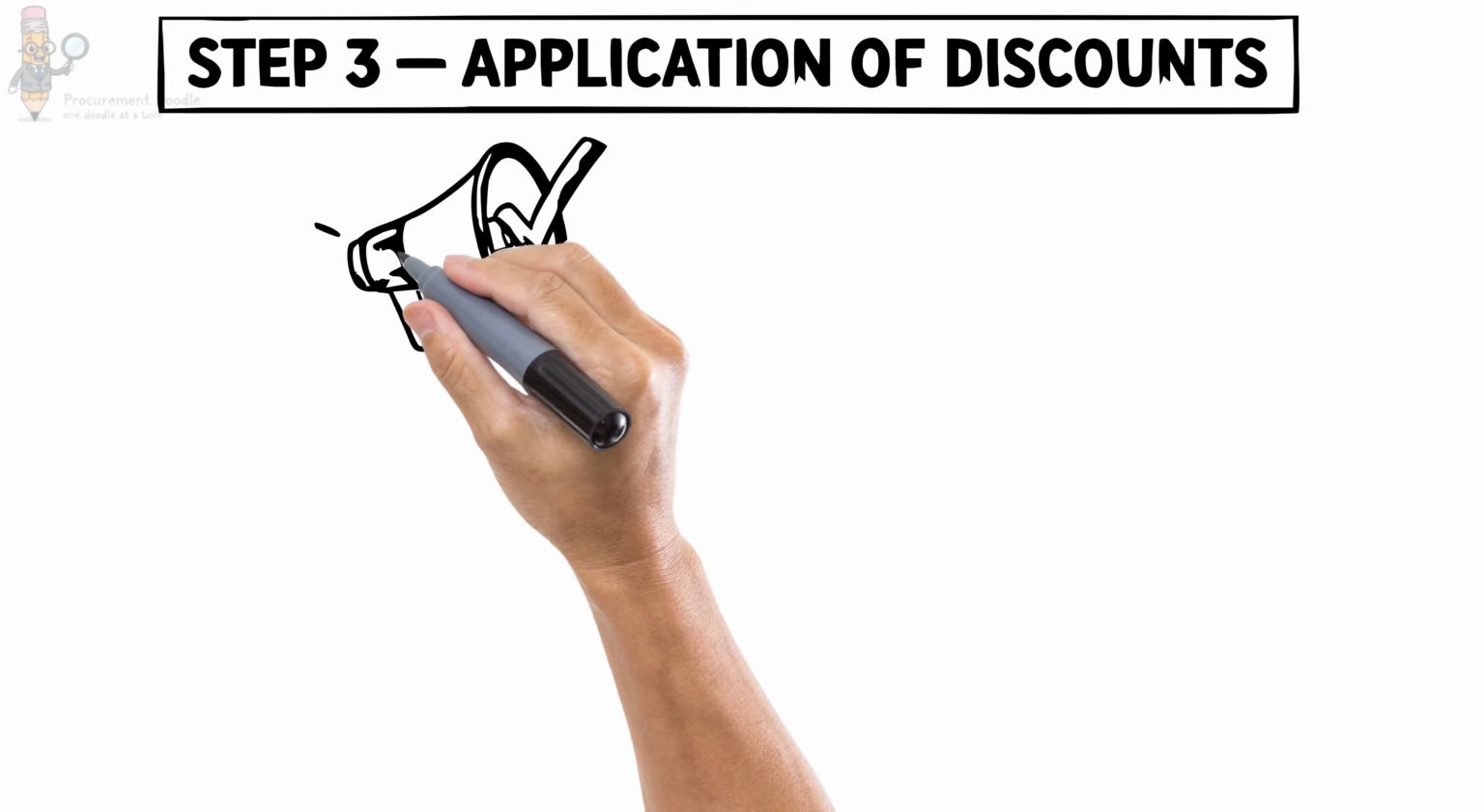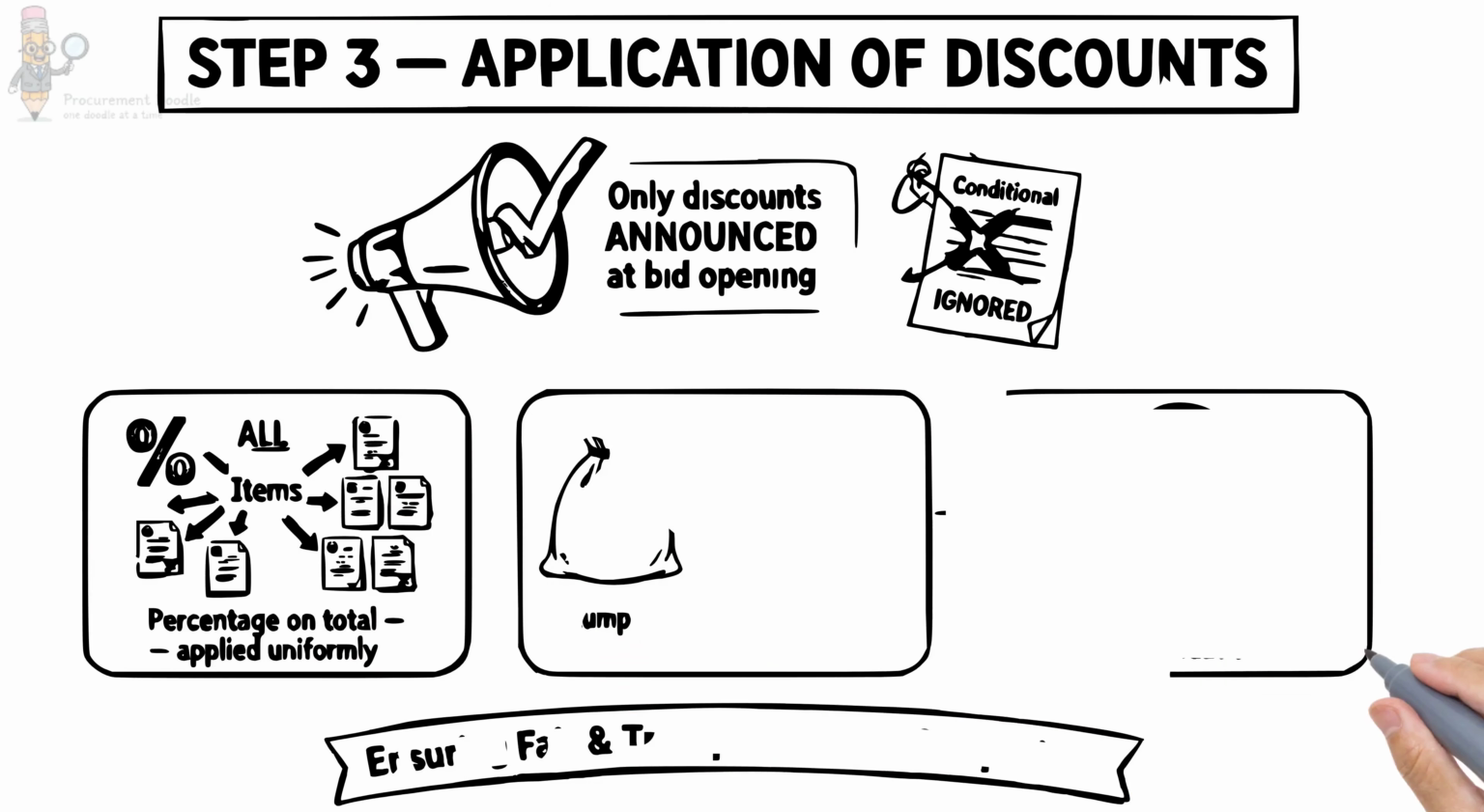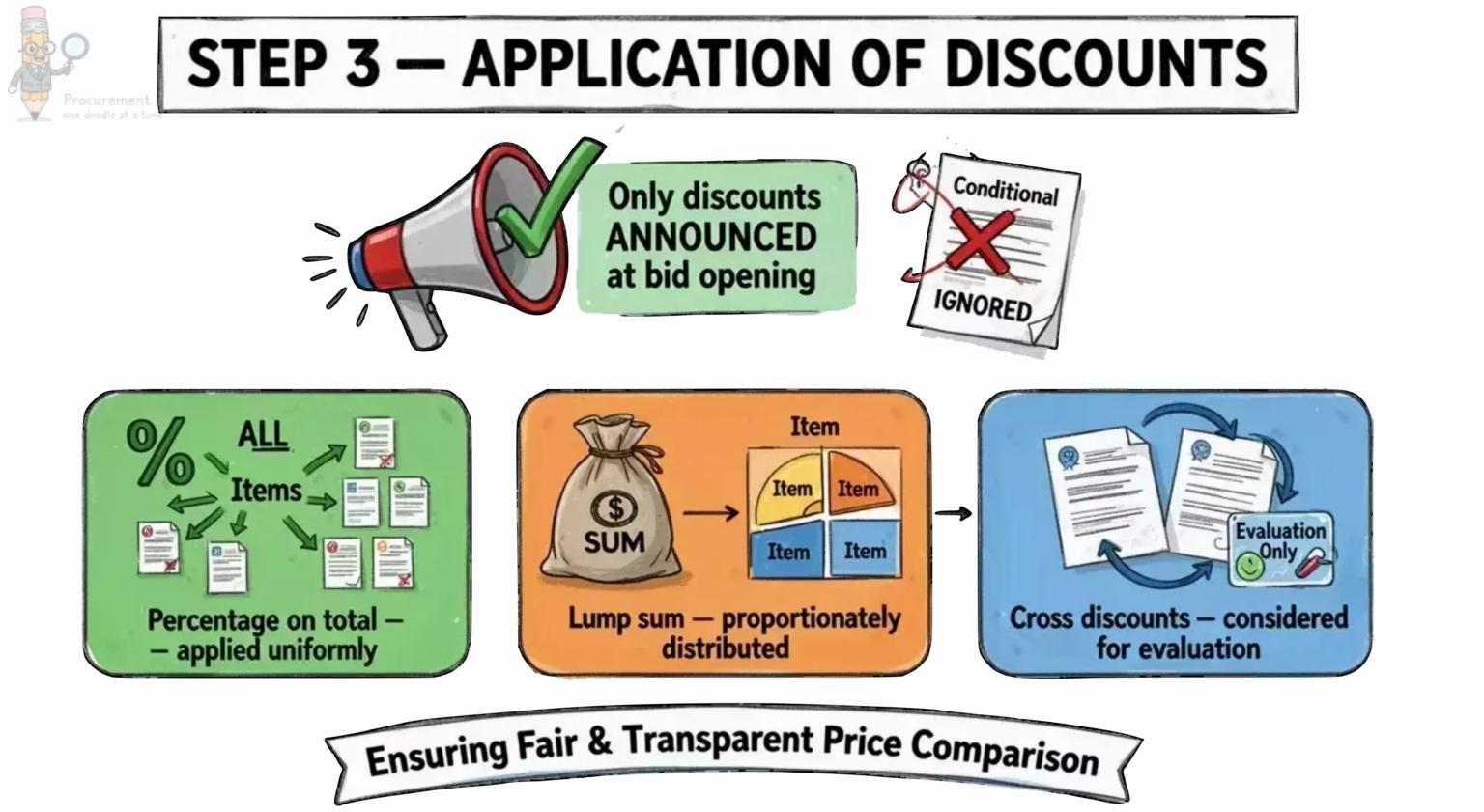Step 3 applies only discounts announced at the bid opening. Conditional discounts are ignored entirely. A straight percentage off the total is applied uniformly to all items. A lump sum discount is proportionately distributed across the items. If cross discounts are offered, they are considered for evaluation purposes only. This ensures fair, transparent price comparison.